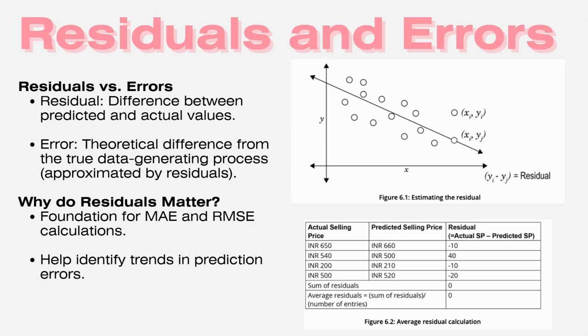So now, why are residuals important? By analyzing residuals across all predictions, we can calculate evaluation metrics like MAE and RMSE. These metrics summarize the performance of a model and allow us to compare it to other models. For example, a model with smaller residuals will have a lower MAE and RMSE, indicating better accuracy. So in summary, residuals are essential for understanding a model's prediction quality, and they also form the basis for all the evaluation metrics that we will discuss next.